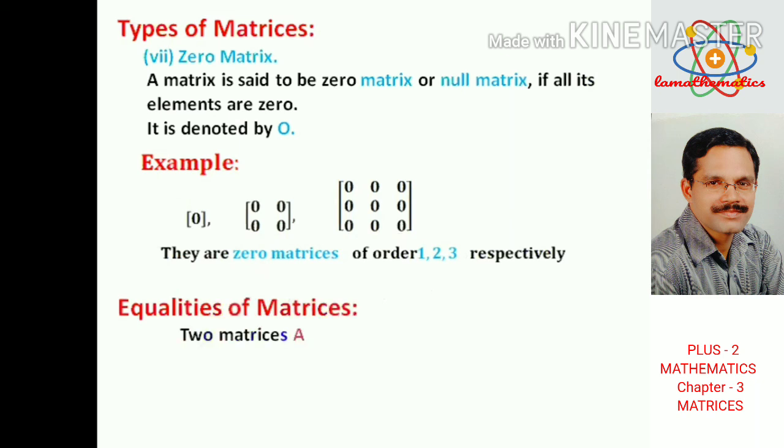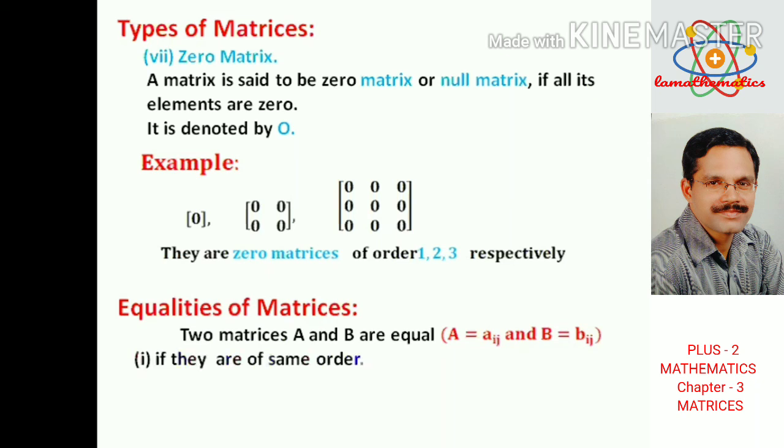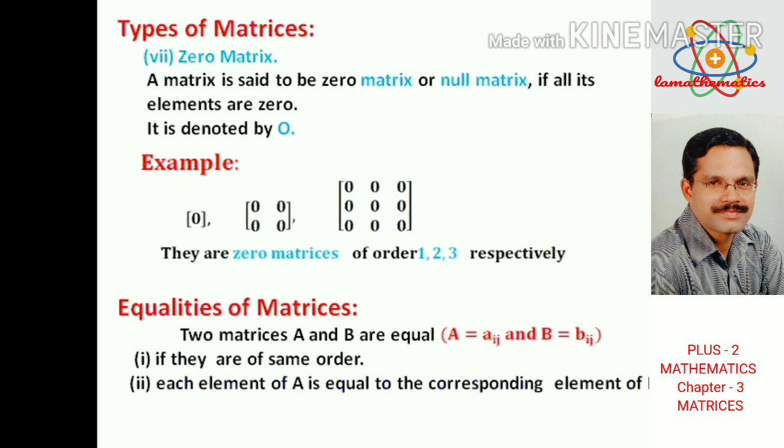Equality of matrices. Two matrices capital A and capital B are equal, that is capital A equal to Aij and capital B equal to Bij, if first, they are of the same order, second, each element of A is equal to the corresponding element of capital B, that is Aij equal to Bij for all i and j.